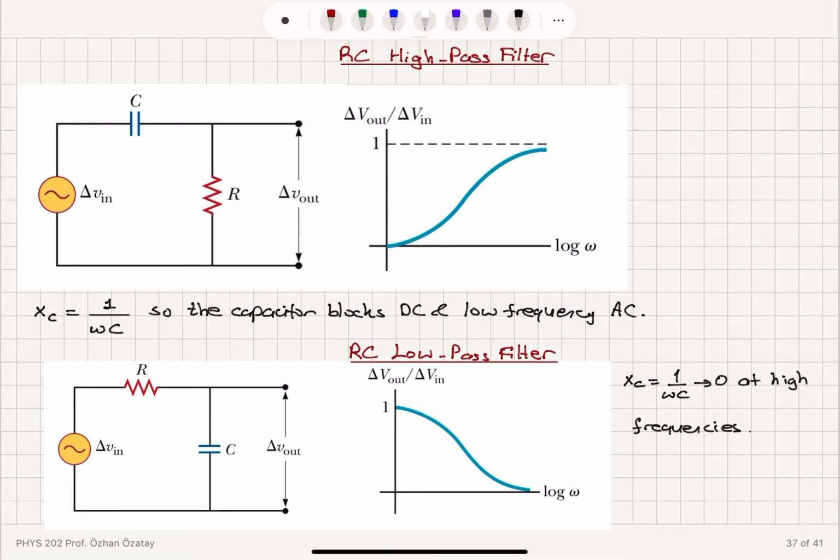This is replaced by a short. At very low frequencies, this is replaced by an open, so we don't get any signal on the resistor. For a low-pass filter, we put the capacitor terminals where we get the output voltage, and the resistor is connected in series with the capacitor. Now the capacitor will act like an open at very low frequencies, which means there won't be current flowing here. Delta V in will appear at delta V out. At very high frequencies, this will be replaced by a short, and it will appear as zero output voltage.